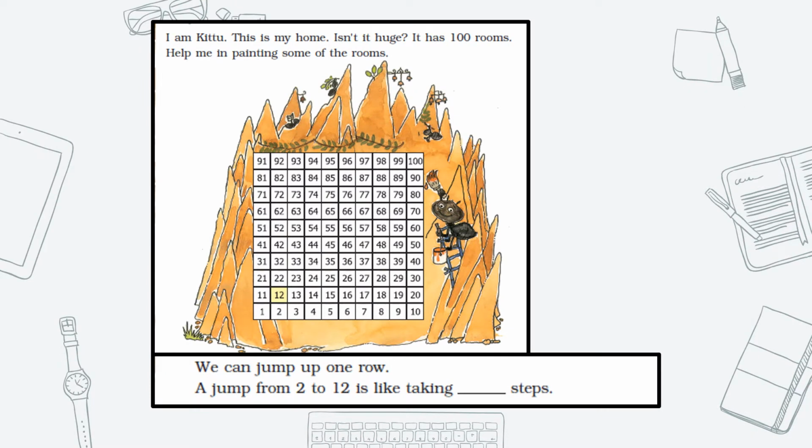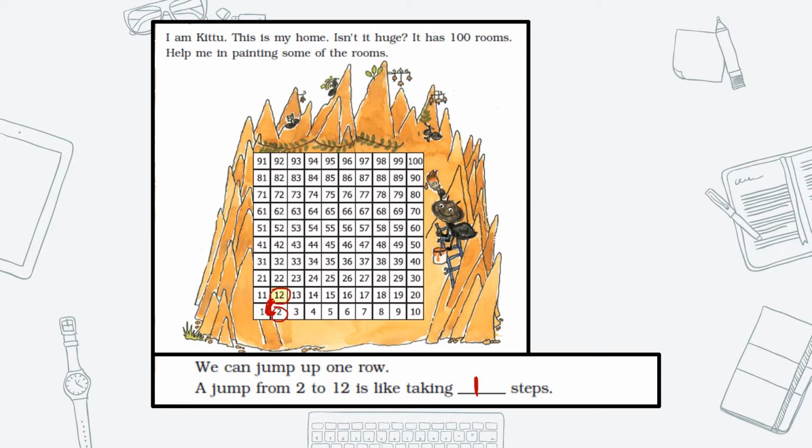Our little ant friend here wants to paint its house, but since the house is very big, it is confused about where to start. So our first suggestion would be to jump from 2 to 12. That is how many steps? One step, right? We just need one step to go from 2 to 12. So our answer over here will be one step.